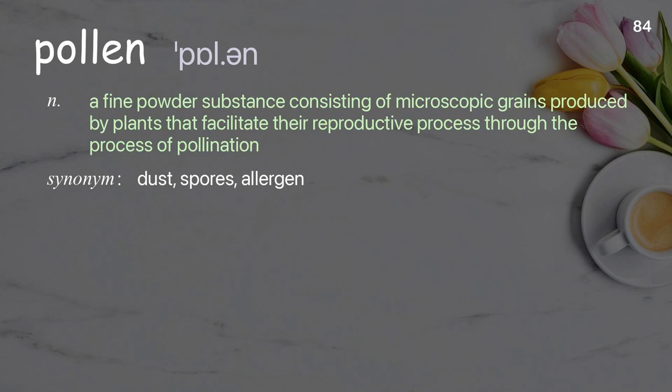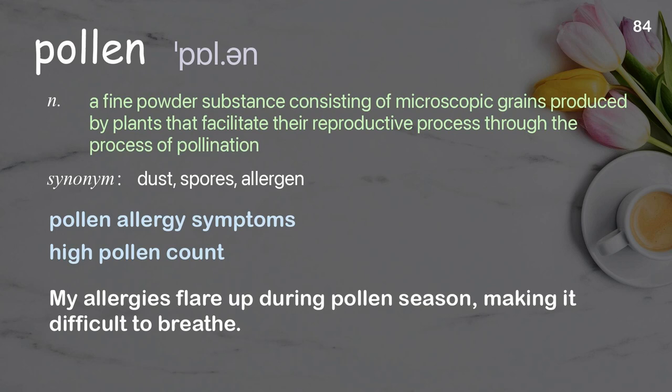Pollen. A fine powder substance consisting of microscopic grains produced by plants that facilitate their reproductive process through the process of pollination. Examples. Pollen allergy symptoms. High pollen count. My allergies flare up during pollen season, making it difficult to breathe.